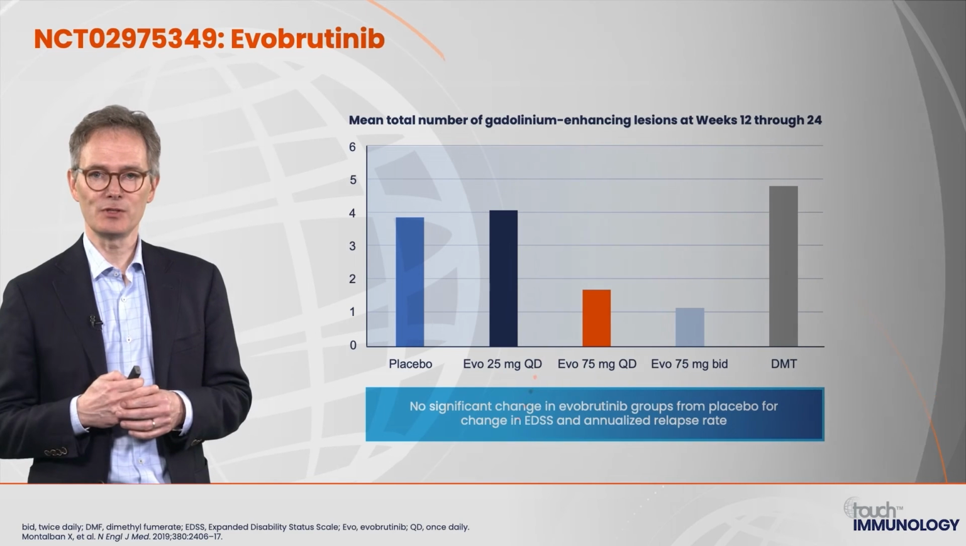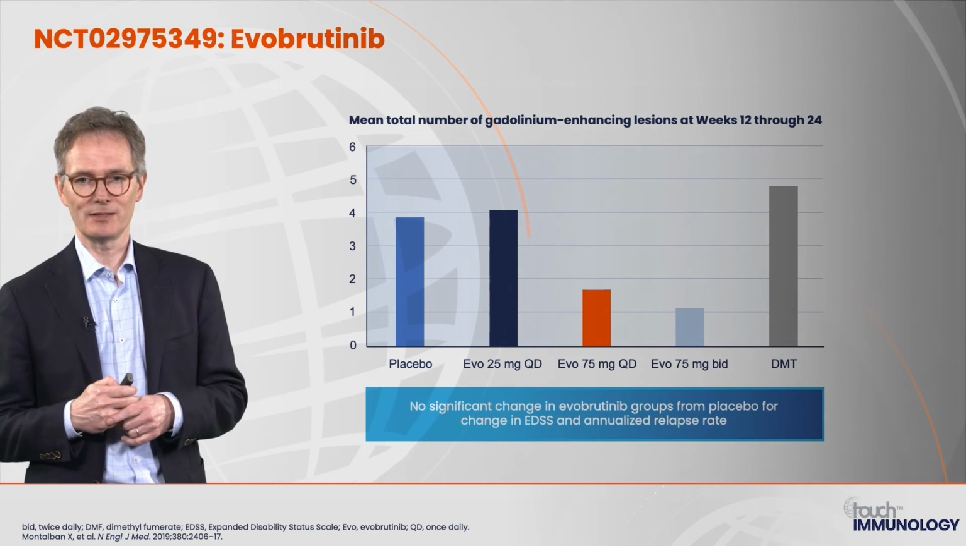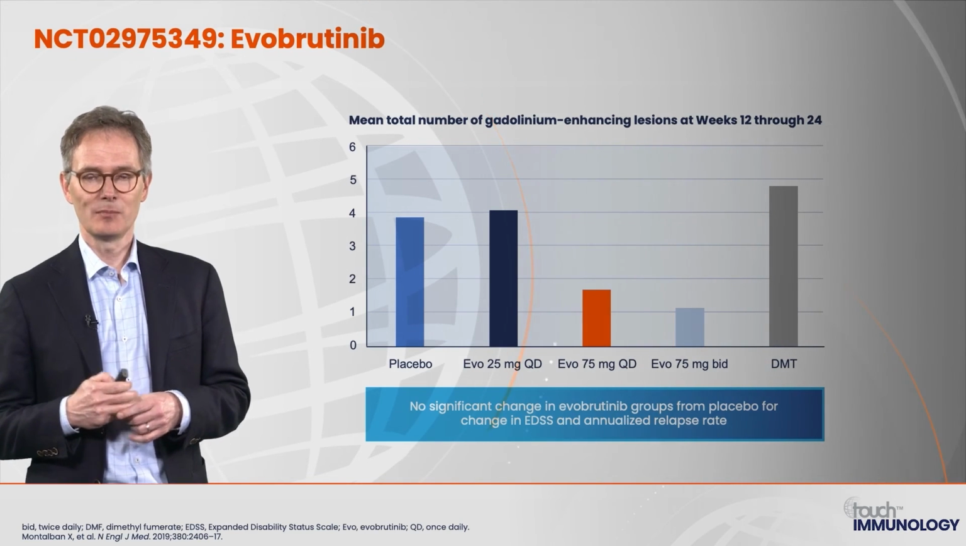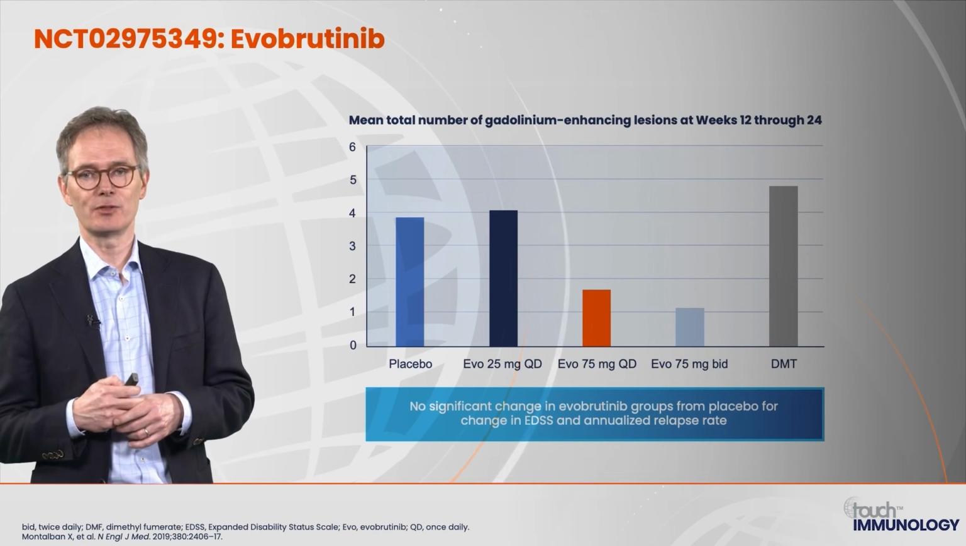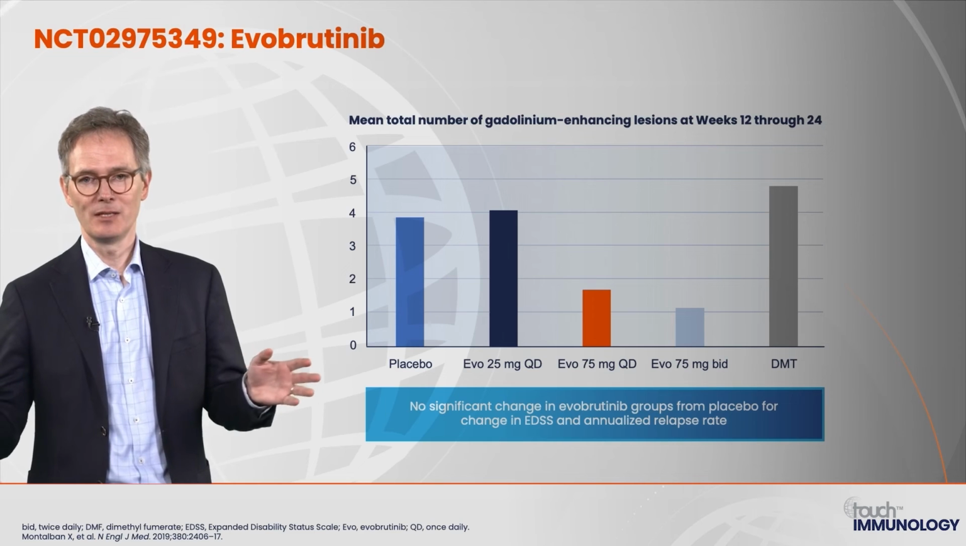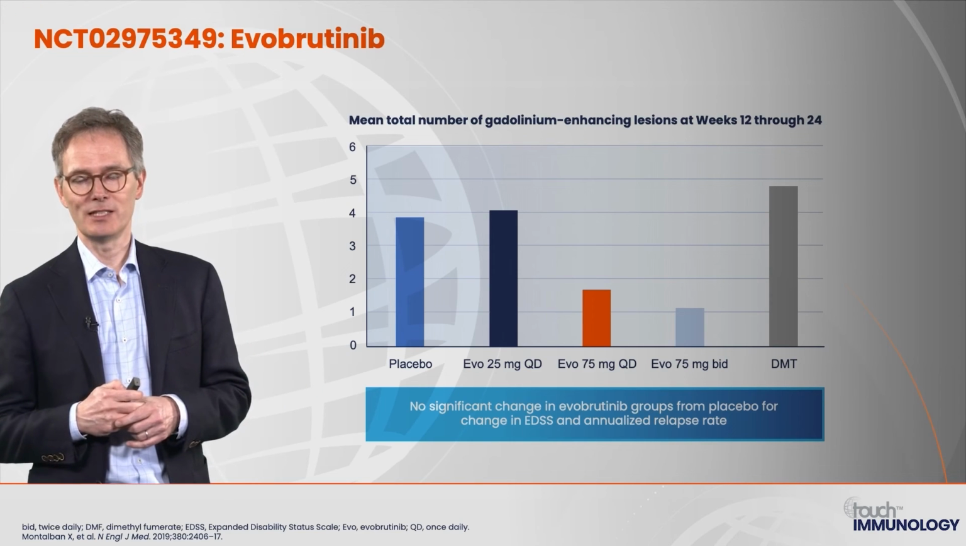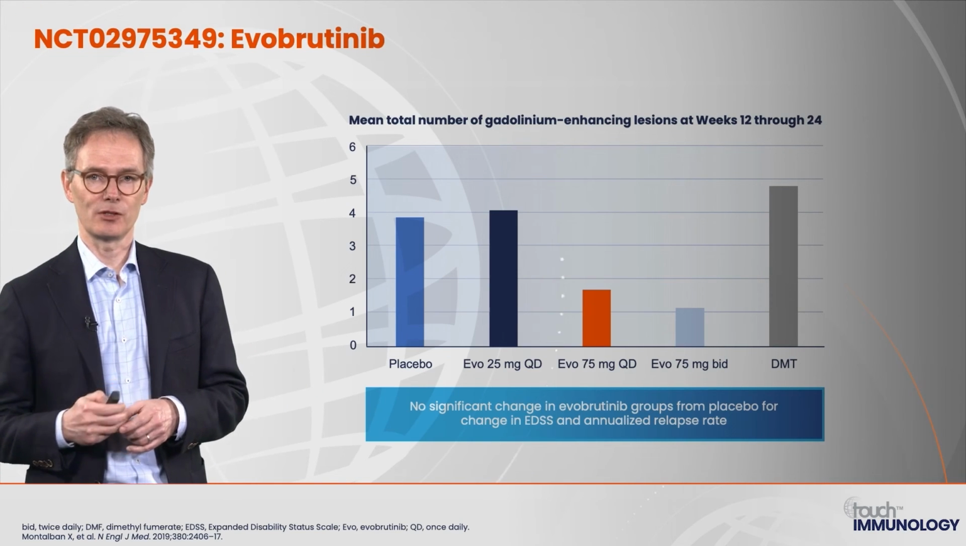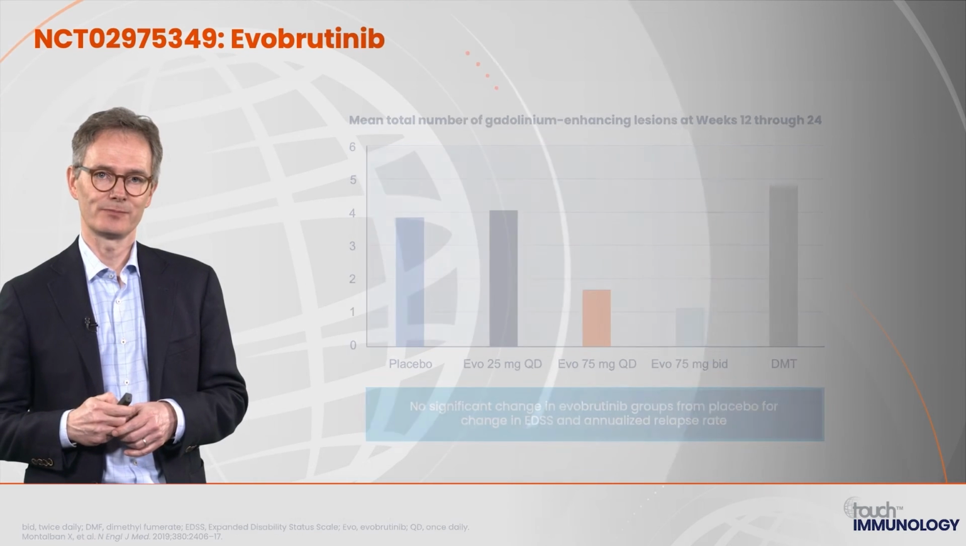GAD-enhancing lesions is the most sensitive marker we have in phase 2 trials, therefore it's always used. But to show a clinical efficacy, of course, a phase 3 trial has to be done, which runs for a longer time, mainly at least 2 years, and recruits a lot more patients than a phase 2 trial.